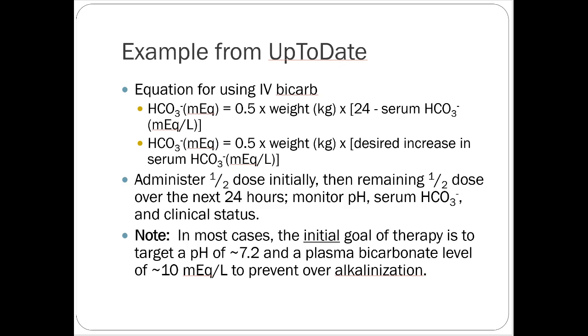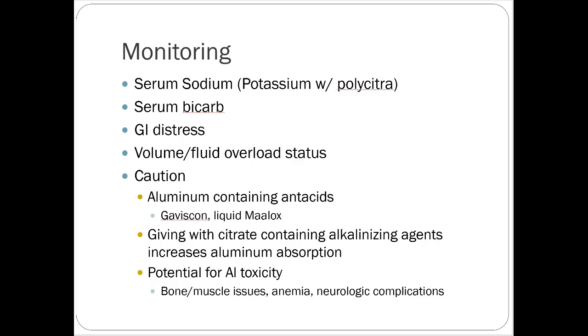Here's just an example of calculating bicarb. It looks confusing, and it kind of is. It's a little bit more simple than this. In most cases, we just target a pH, give your bicarb, and kind of titrate to effect. Whether it's oral or IV, it doesn't really matter. You just want to monitor to make sure you aren't overdoing it, and that's the big thing. And then monitor your electrolytes, too, to make sure nothing's getting out of whack that way.